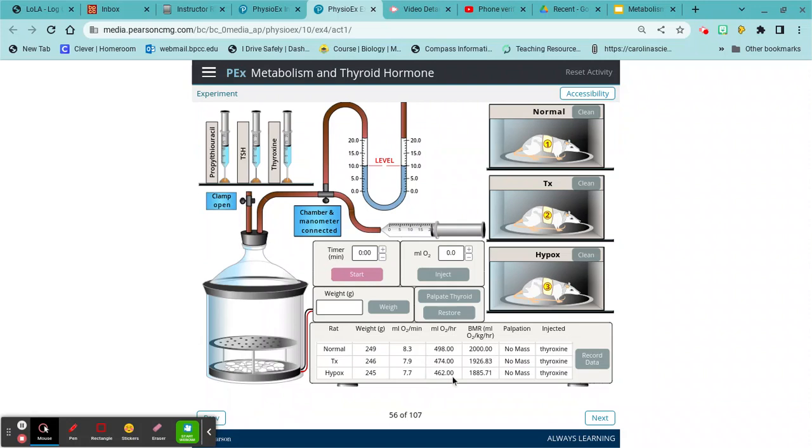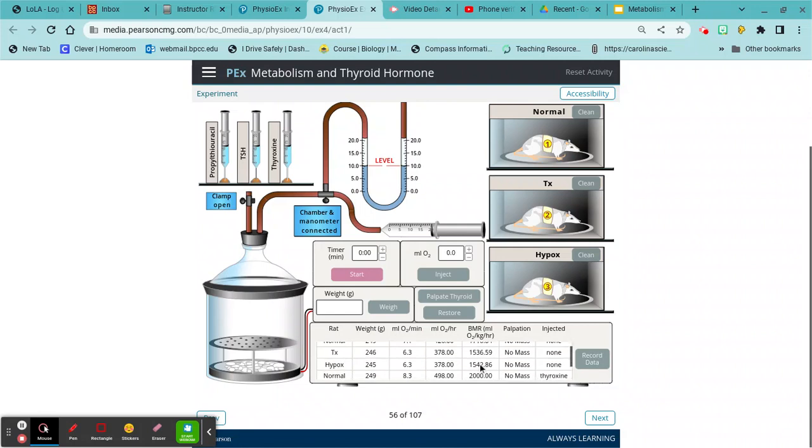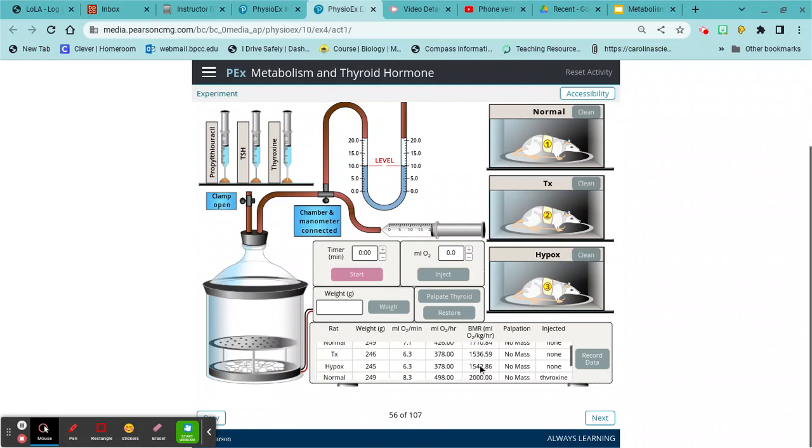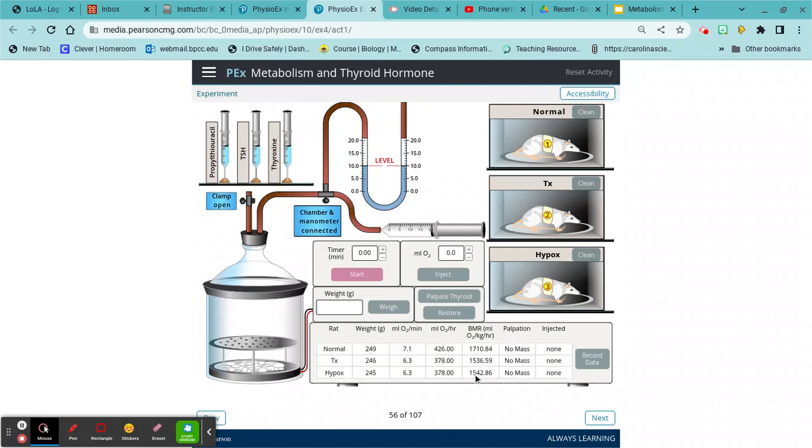You can see here, injected 3 times. The normal rat was 7.1 originally with no added hormone, BMR of 1710. Well, with thyroxine, it went to 8.3 consumption, to 2000 BMR. Look at the rat with no thyroid, 1536 to 1926, which is actually a hyper situation. And of course, the no pituitary went from 1542 to 1885. Interestingly, no masses yet, so no goiter resulting from the increase of thyroxine.